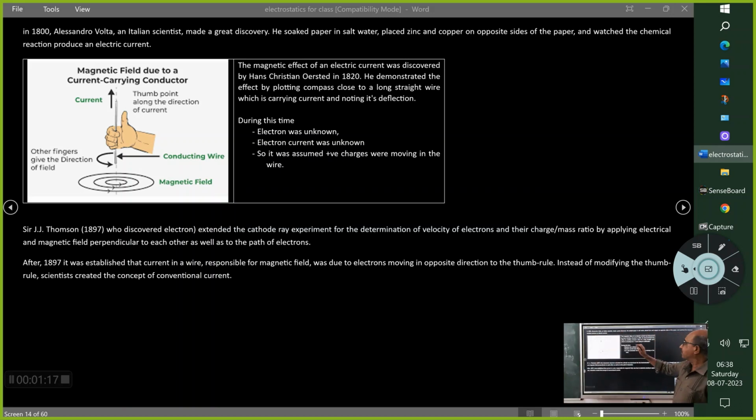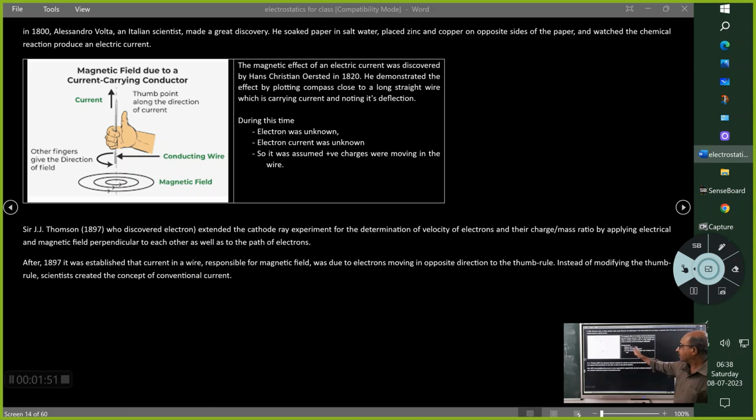In 1800, the first electric current was discovered. Then in 1820, the magnetic field due to electric current was discovered. That is, you can see that there is a conductor. In that conductor, current is flowing in an upward direction. The magnetic field is encircling that.